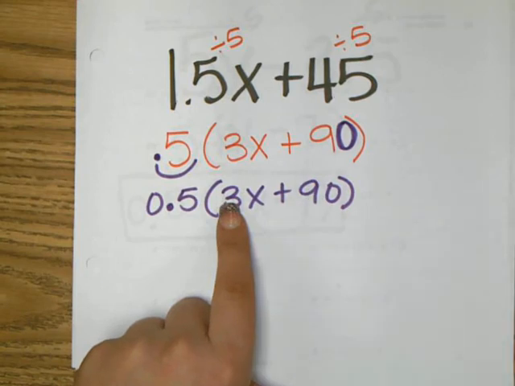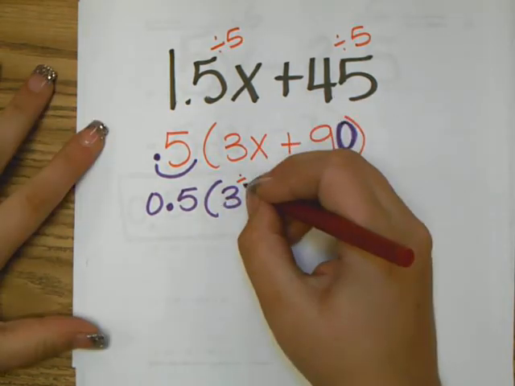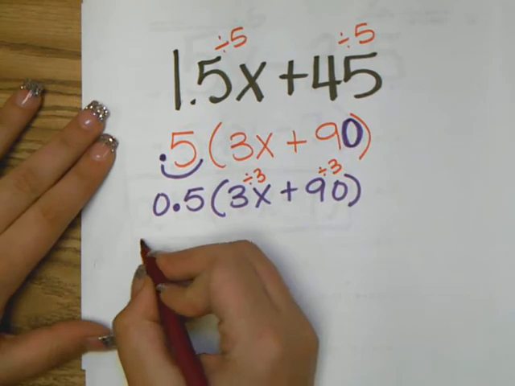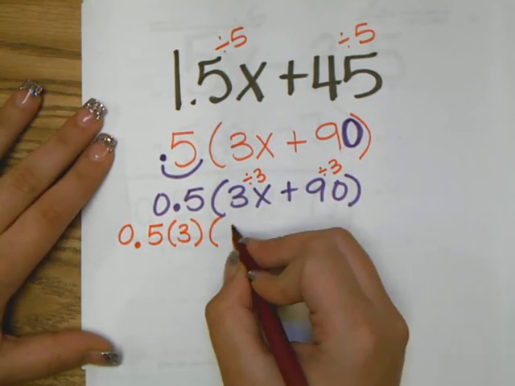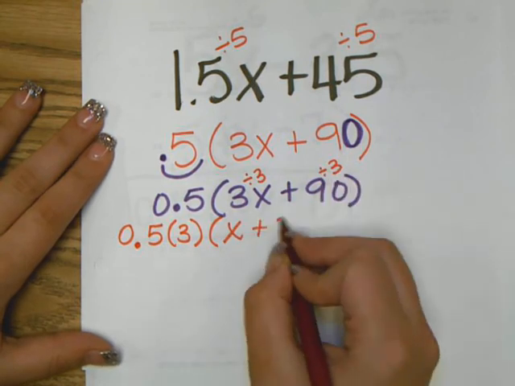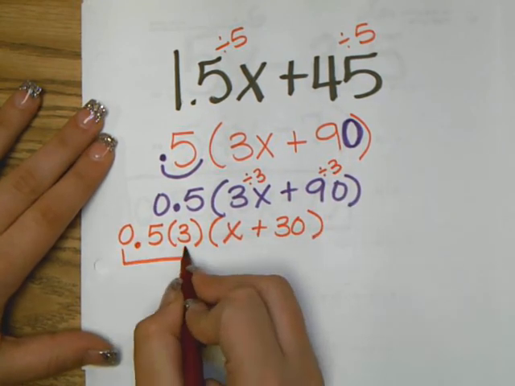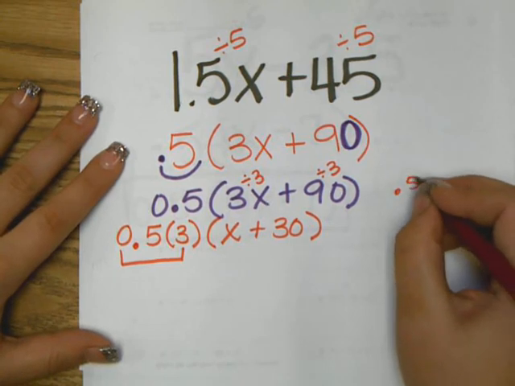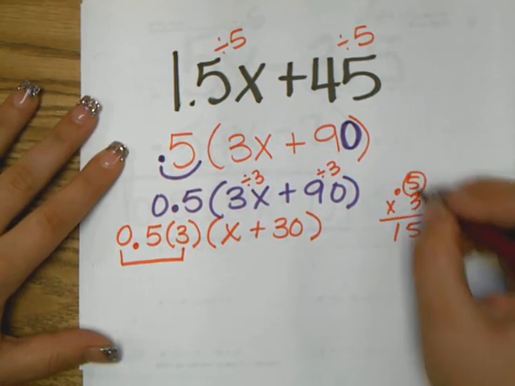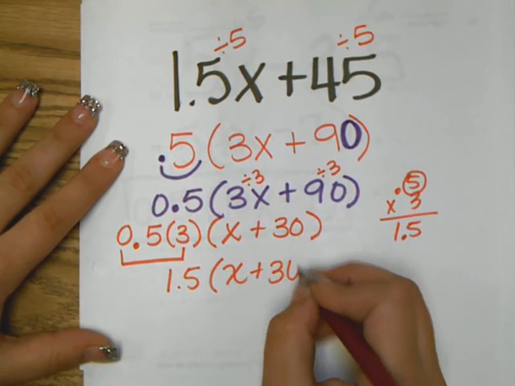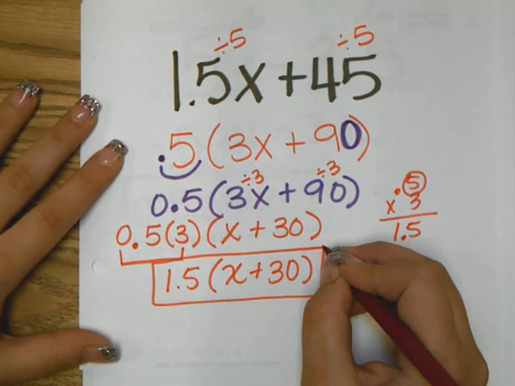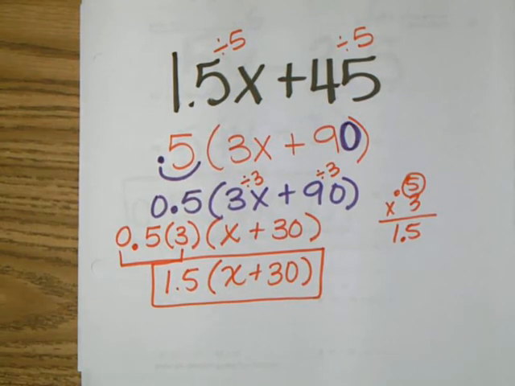So now I have 0.5 and 3x plus 90. But these have a common factor of 3. So I am going to divide out the 3. So now I have 0.5 in front and 3. So 3 divided by 3 is 1x, and 90 divided by 3 is 30. Now I'm going to multiply these two together. So I have 1.5 times x plus 30. And that is my final answer.